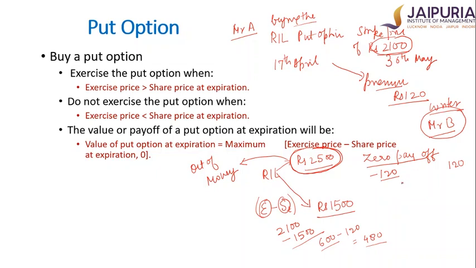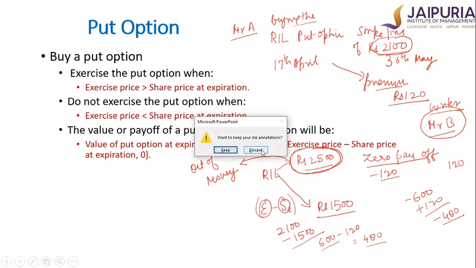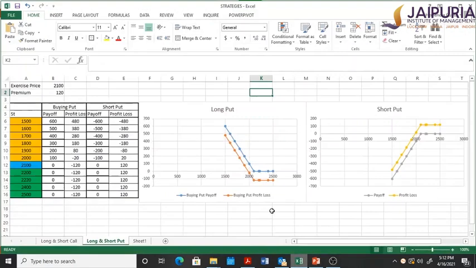So Mr. B will be losing, because the exercise price is 2100 rupees, and he has promised to buy at 2100 rupees, but in the market the price is 1500 rupees. So his payoff will be minus 600, and because he's already got the premium also, his net loss will be minus 480. So if the Reliance stock starts falling down, a buyer of a put option will gain, but the writer will lose. So to understand this in much more detail, and also to look at how the payoffs will look like, let's look at the Excel calculations.